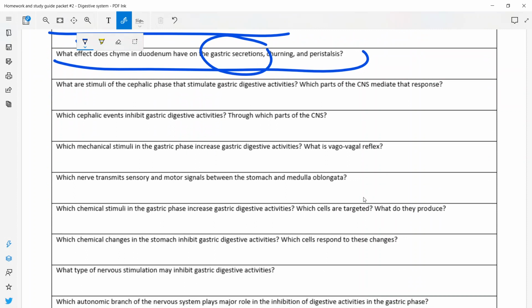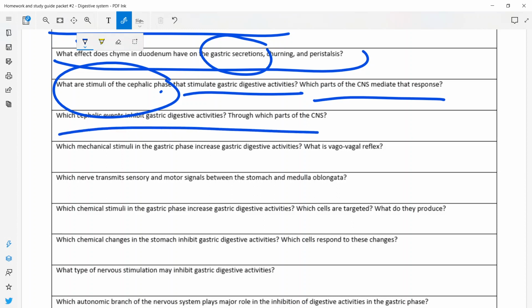You need to know the cephalic phase. Gastric digestive activities are stimulated in the cephalic phase by sight, smell, and taste of food. The parts of the CNS that mediate this response are the cortex and medulla oblongata. Inhibition of gastric digestive activities: depression and loss of appetite. Depression acts through the cortex and then medulla, and loss of appetite acts through the hypothalamus, through the medulla, and then to the stomach. Mechanical stimuli in the gastric phase: distension of the stomach, and it goes through the vagus nerve.